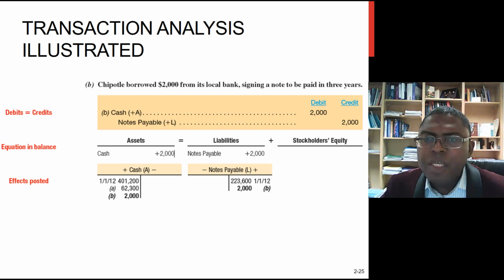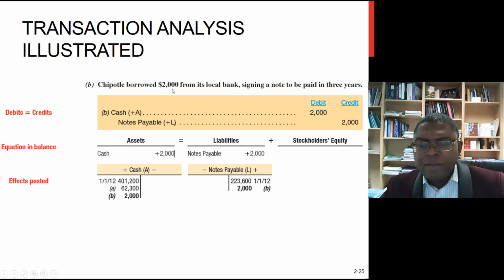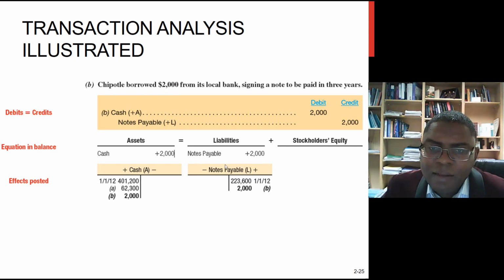For transaction B, Chipotle borrowed 2,000 from his local bank, signing a note to be paid in 3 years. So the two accounts that we identified before that were affected were cash and notes payable. So they borrowed the money, so they received cash. Cash is an asset. Cash was increasing. Assets have a debit balance. So we'll start with the account that has a debit balance, which is cash, 2,000.